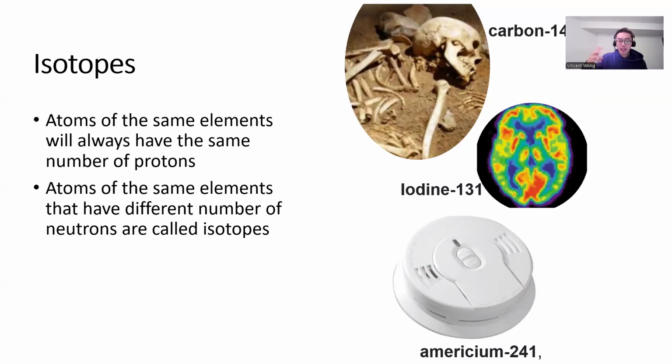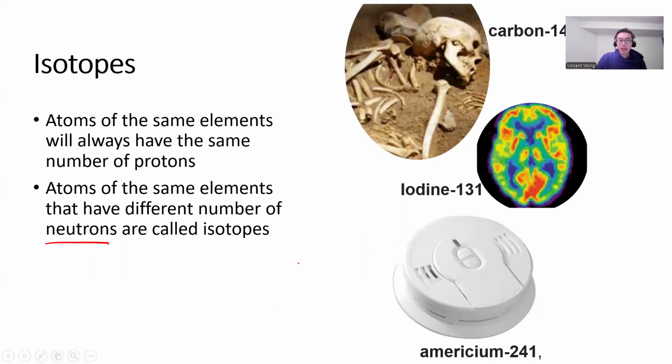Not every single atom of the same element is necessarily identical to each other. We already know if we're talking about atoms of different elements, obviously they're going to be different. Carbon atoms are going to be different from nitrogen atoms, which are going to be different from oxygen atoms. However, even if you look at carbon atoms themselves, one carbon atom is not necessarily completely identical to another carbon atom. It's possible for atoms of the same element to have a different number of neutrons.